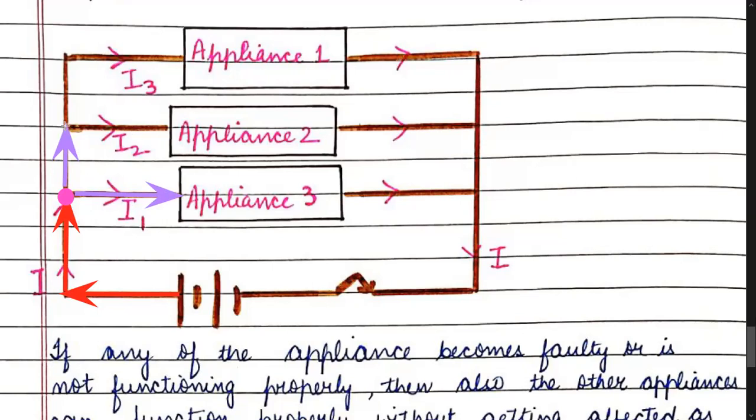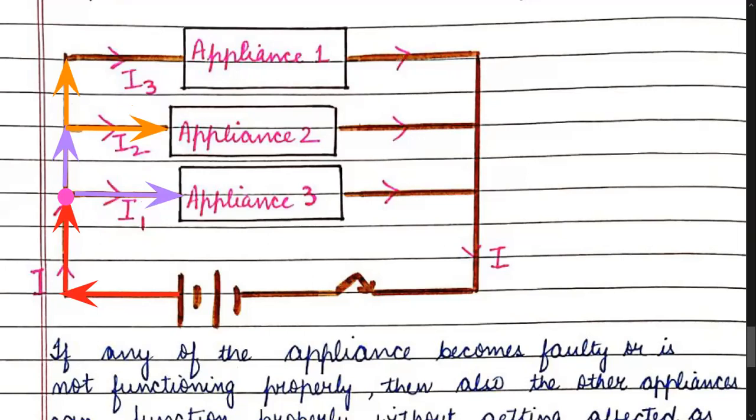Again, after reaching the second intersection point, the current gets divided into 2 parts. So I have taken current I1 to be flowing in the third appliance, I2 in the second appliance, I3 in the first appliance. This I1, I2, I3 is just the number of the different amounts of current flowing in the circuit. So we can study it with an example also.